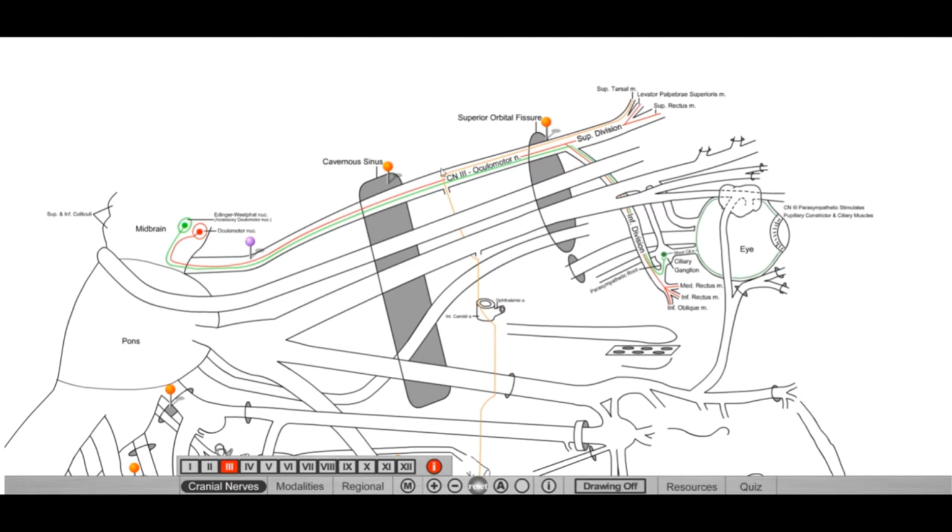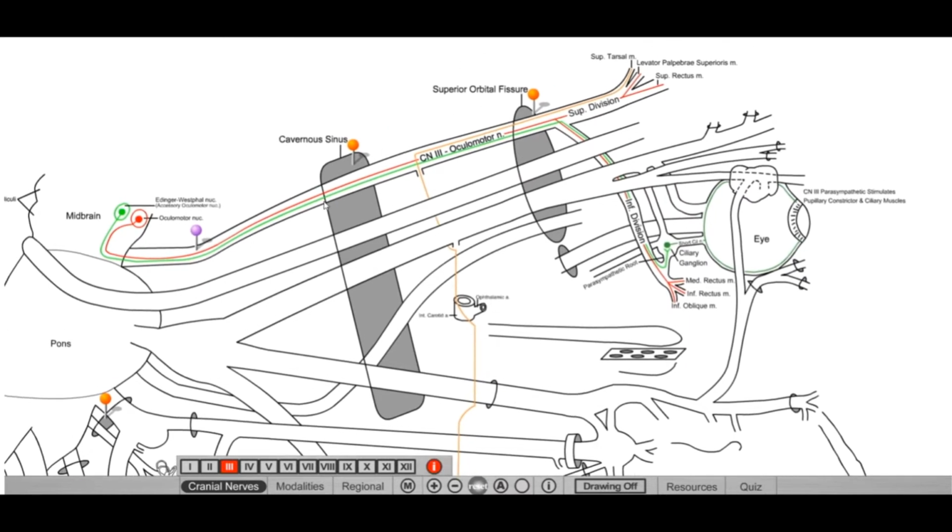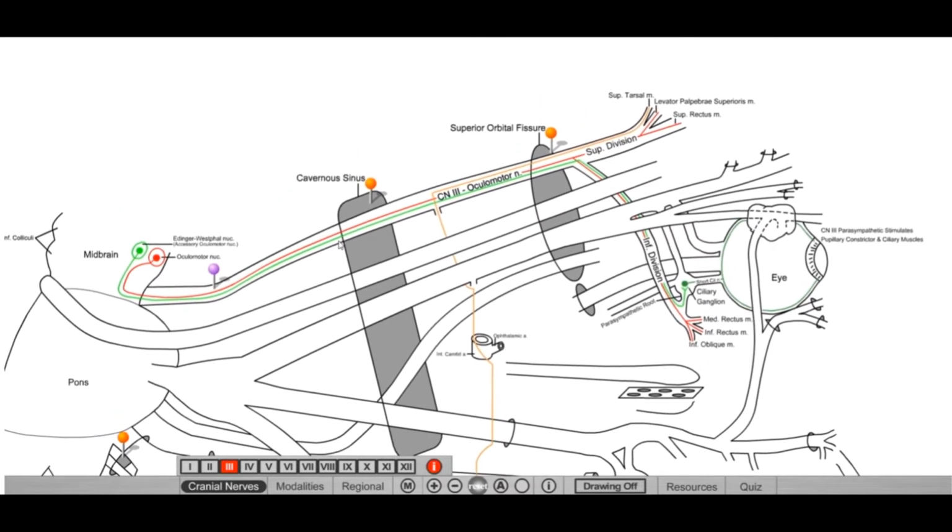So for cranial nerve number 3, oculomotor, first we need to figure out what the name of the nucleus is for our parasympathetics. We have our oculomotor nucleus, which is motor and can control all the motor for this. But we also have our parasympathetics, which is signified by this green right here. And this is our Edinger-Westphal nucleus.